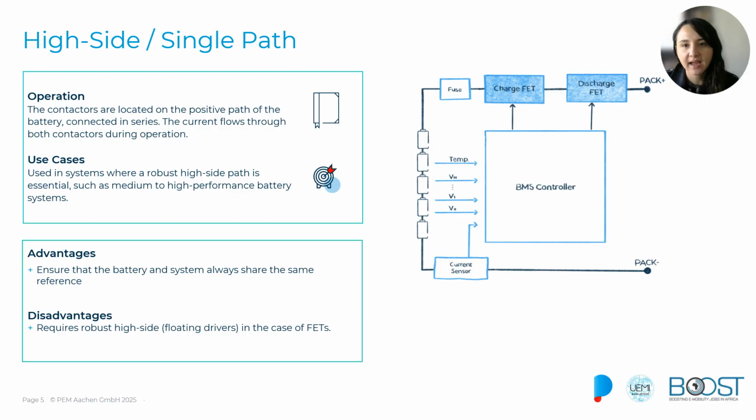Then we have the high side path configuration, and in this case both of our contactors are in the positive side of our battery circuit. The high side single path configuration is something that is widely used. As you can see here, both contactors are also in series. It means that there is only one path for charging and discharging.